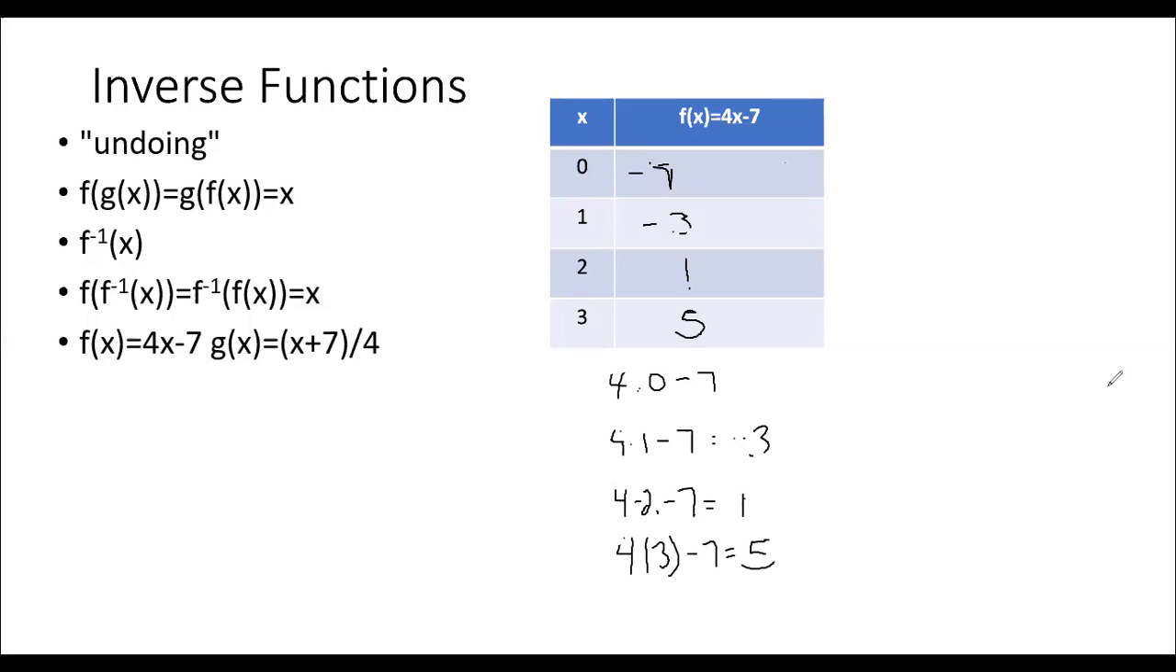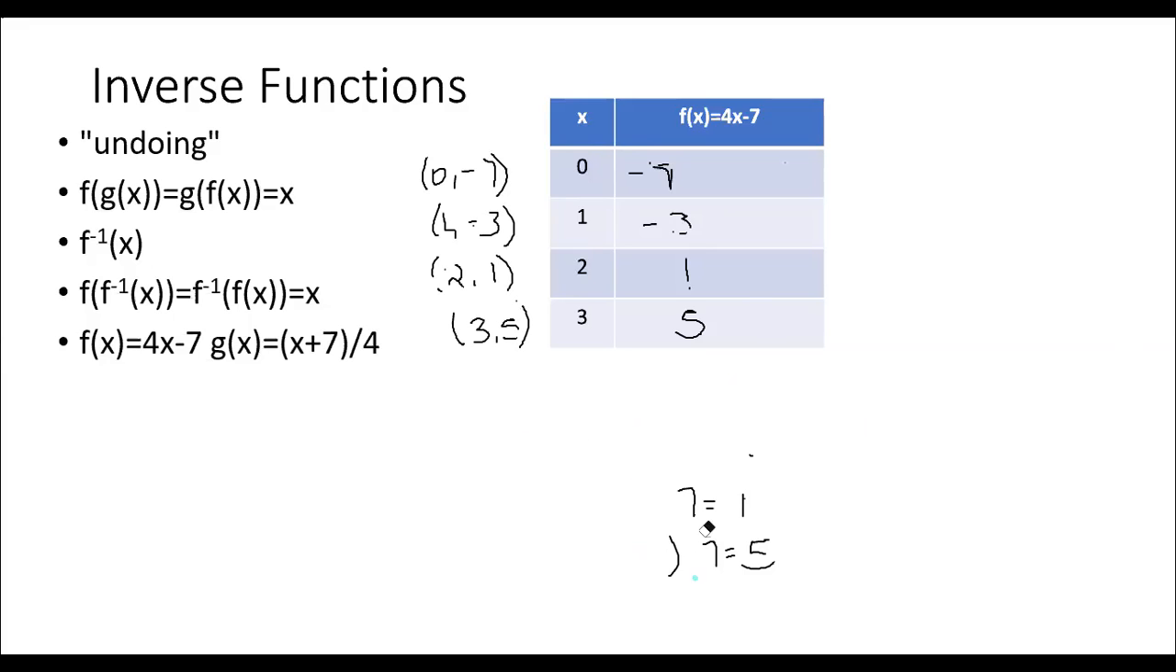I'm going to write these ordered pairs just over to the side, and we'll take a look at them in a minute, but I want them here for reference. We have 0, -7, 1, -3, 2, 1, and 3, 5. And so let's erase this stuff here so we have space.